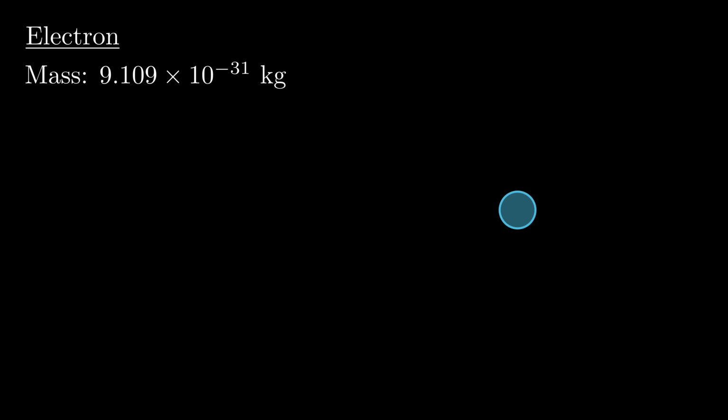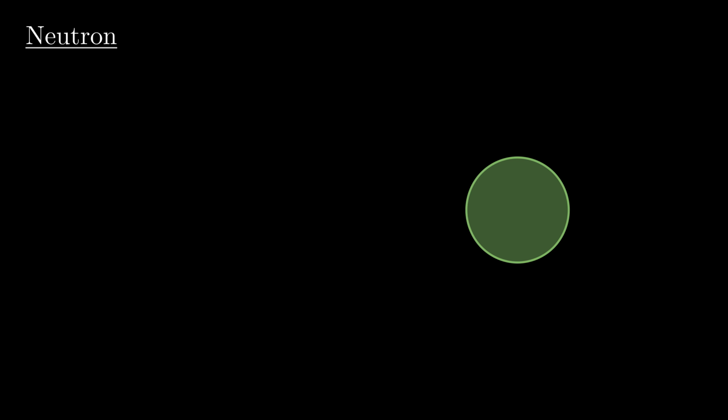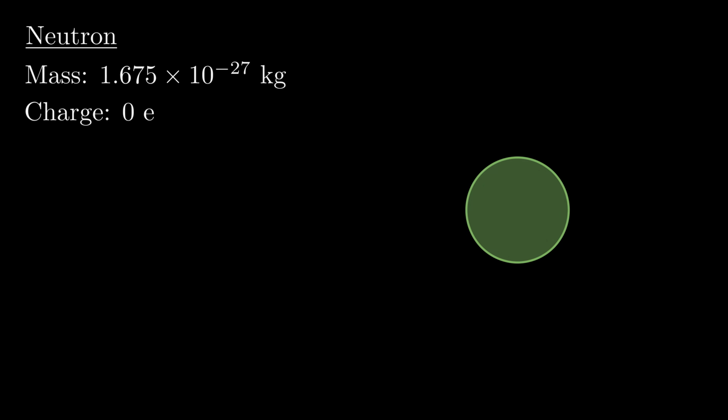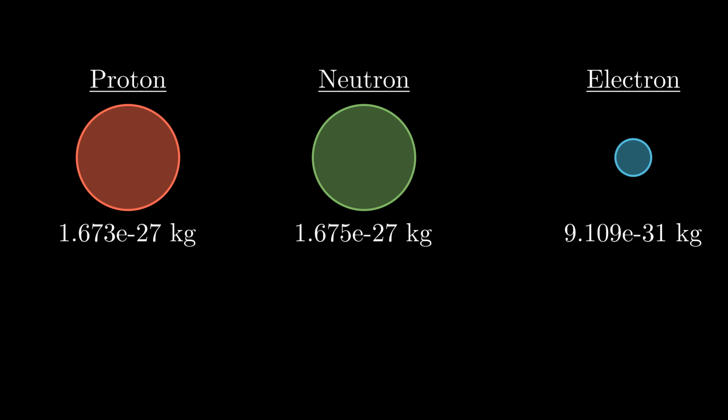Next up is the proton's negatively charged friend, the electron. It has a mass of about 9.1 times 10 to the minus 31 kilograms, orders of magnitude smaller than even that of the proton, and it has an electric charge of negative 1. Finally, there's the neutron, which, although unbiased, is definitely the coolest of the three. It has a mass slightly larger than that of the proton, and it is electrically neutral with a charge of 0.